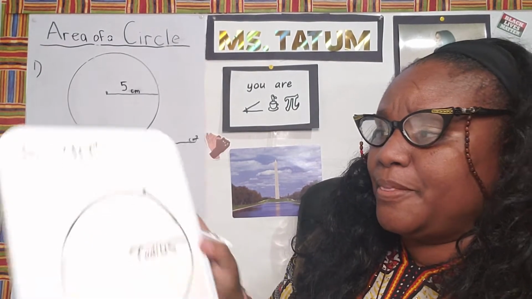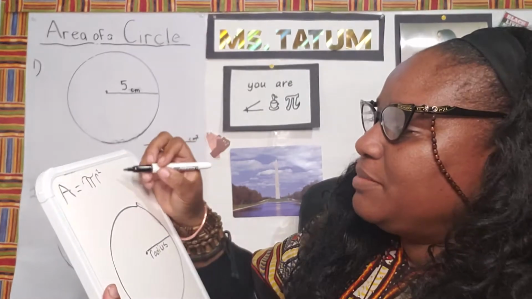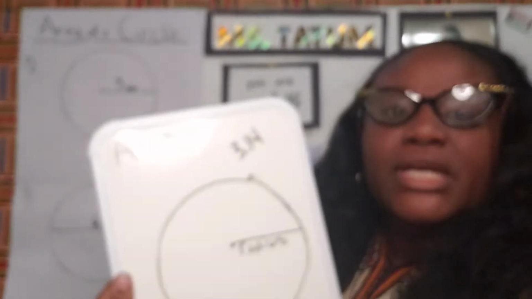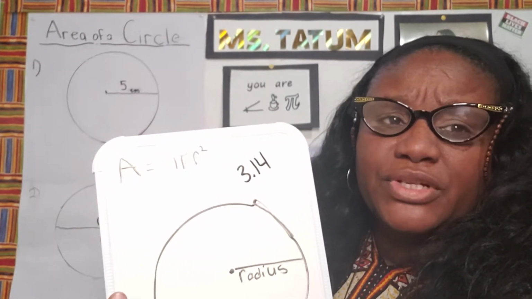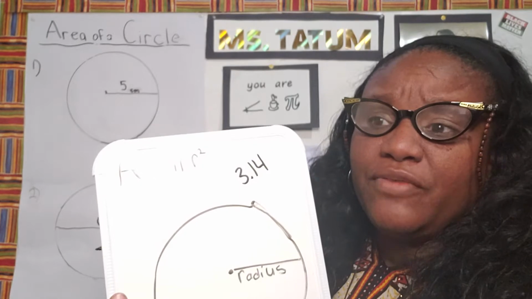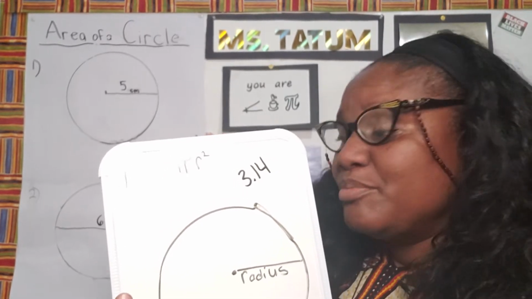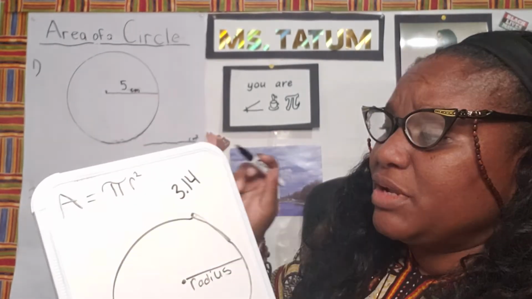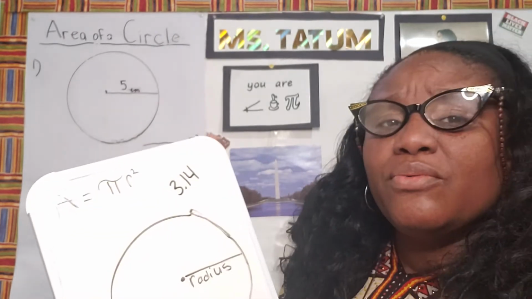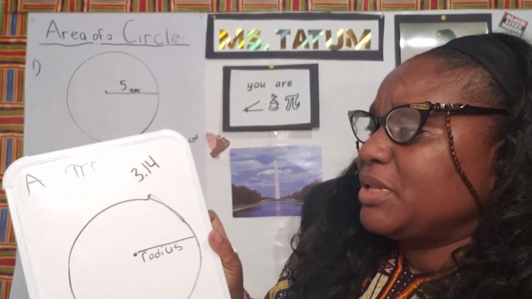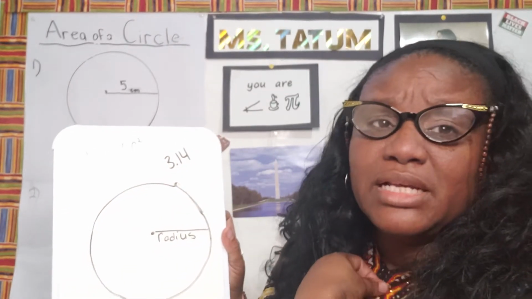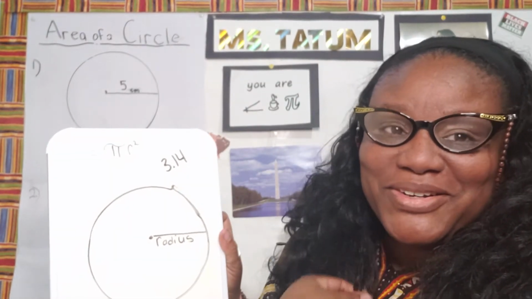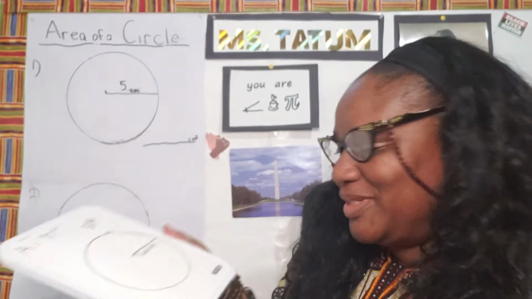For pi, we use 3.14. Some people in your classes can use a calculator and just press a button, but that's not true for everybody. For this, we're going to be working it out, and pi is 3.14. So you multiply 3.14 times your radius squared, and that's how you find the area of a circle. Let's do some problems.